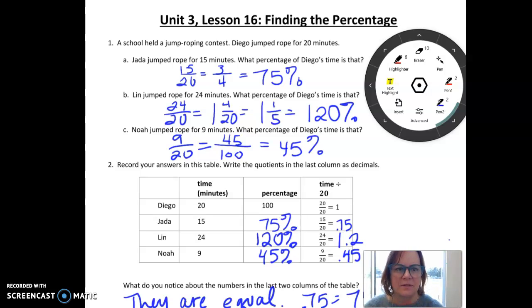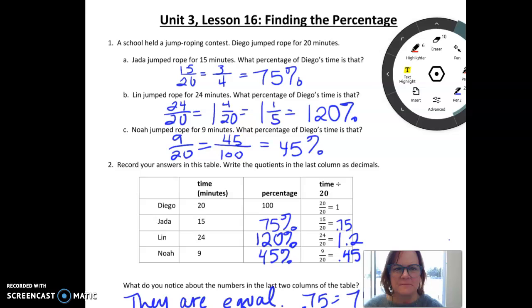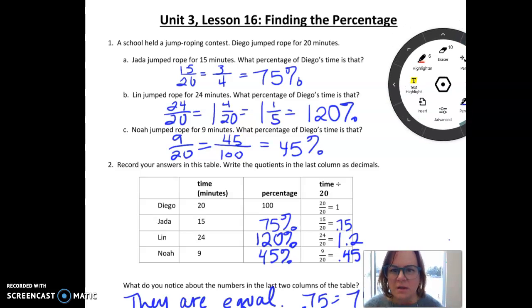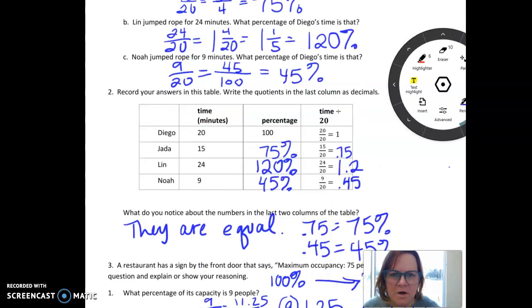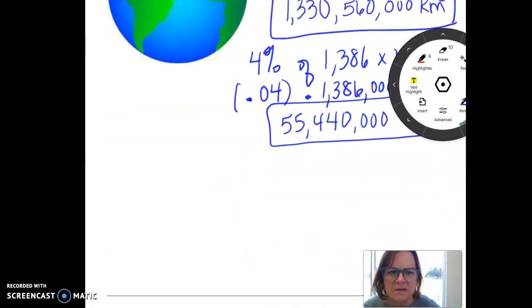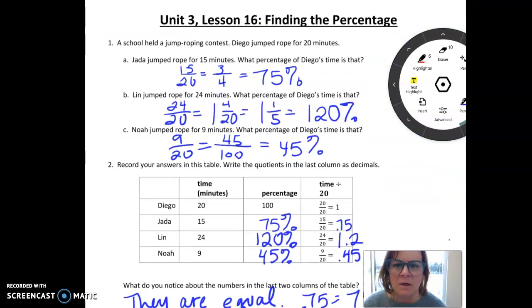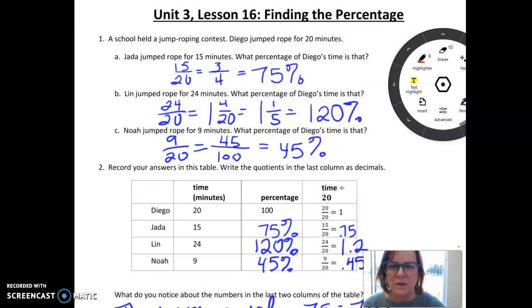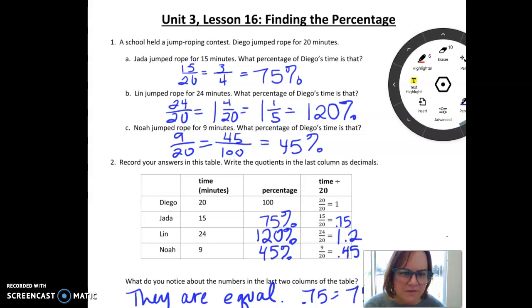I'm going to talk through the last lesson in Unit 3, finding the percentage. Like before, I'm using some different strategies, but mostly I'm relying now on multiplication. So if some part of this doesn't make sense, make sure you pause, go through it, and then ask questions if you need it. All right, in the first one, a school held a jump roping contest.